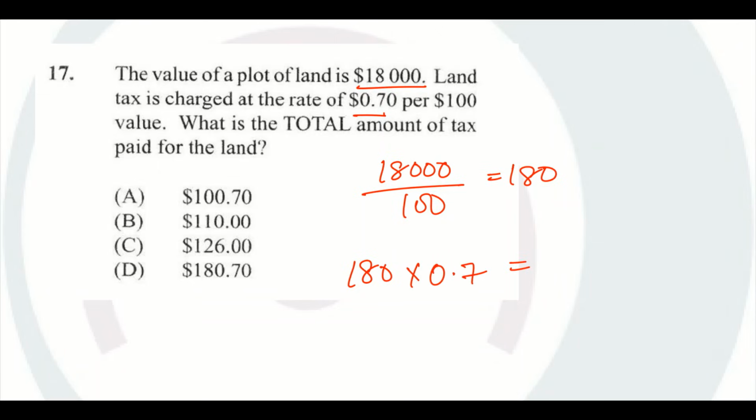Now 7 times 0 is 0, 7 times 8 is 56, 6 carry the 5, 7 times 1 is 7 and 5 is 12. So we get 126, and then we have 1 decimal place, so we get 126. Our answer is C.